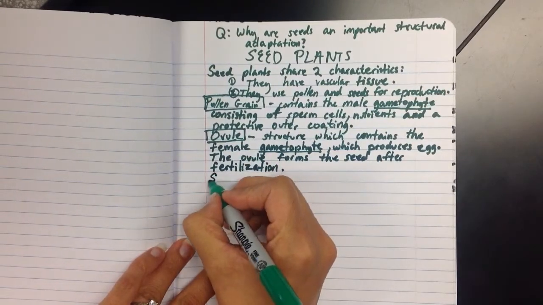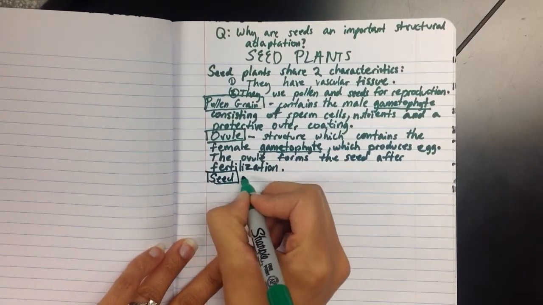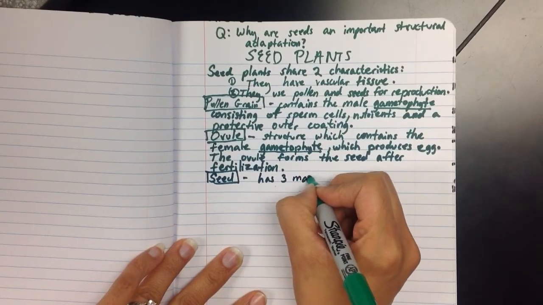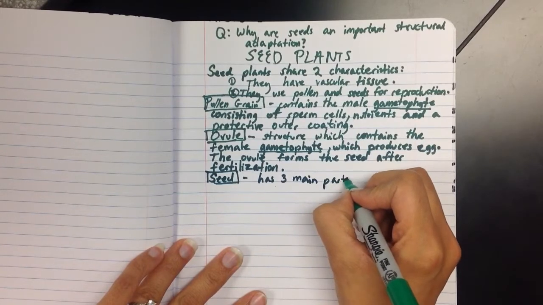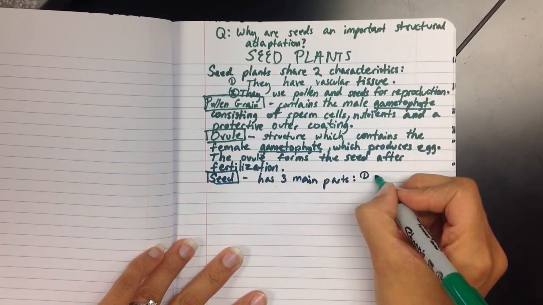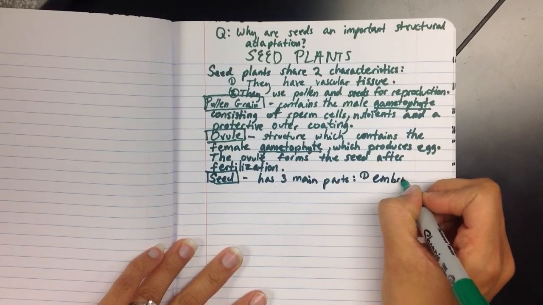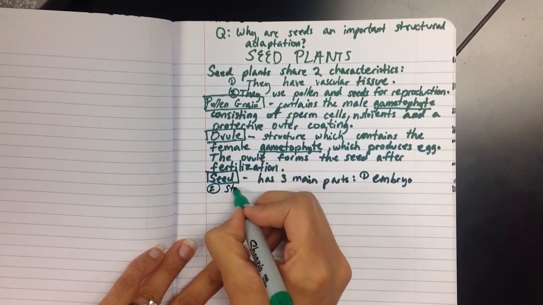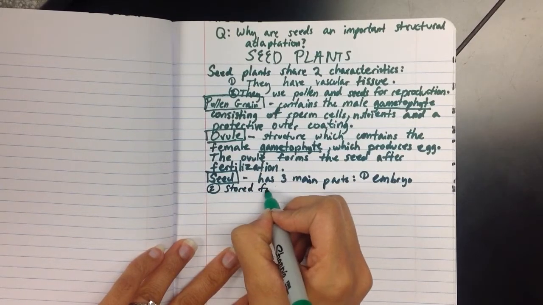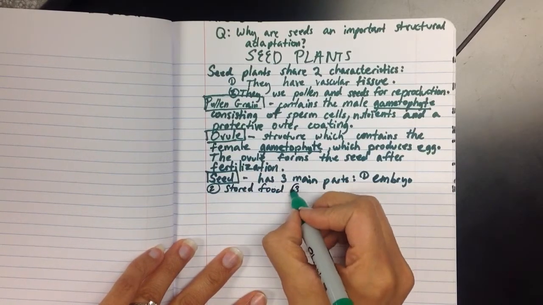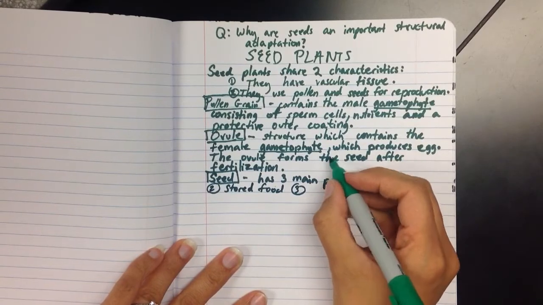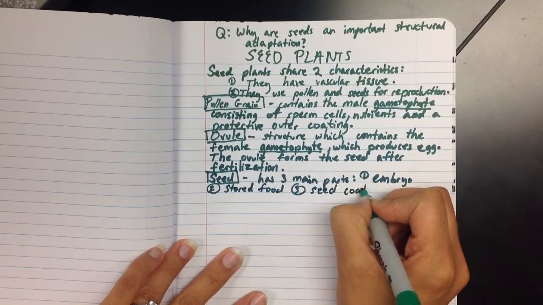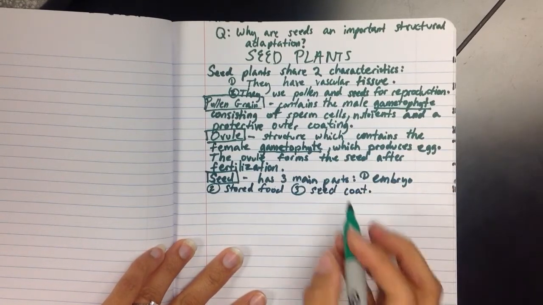So what is the seed then? The seed has three main parts, which are the embryo, stored food for the little embryo, and a seed coat to make it hard and protect the embryo that's inside.